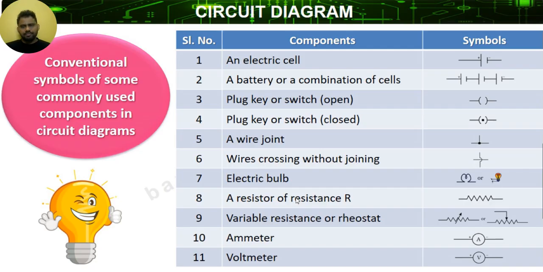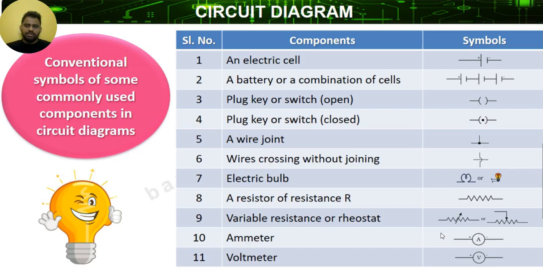Now we see some conventional symbols of some commonly used components in the circuit diagrams. An electric cell is shown by this symbol. A battery or combination of cells is shown by this symbol. Plug key or switch which is open is shown as this symbol. Plug key or switch that is closed is shown as this symbol. Wire joint is shown like this. Wires crossing without joining is shown like this. Electric bulb is shown by this symbol. A resistor or resistance R is shown by this symbol.